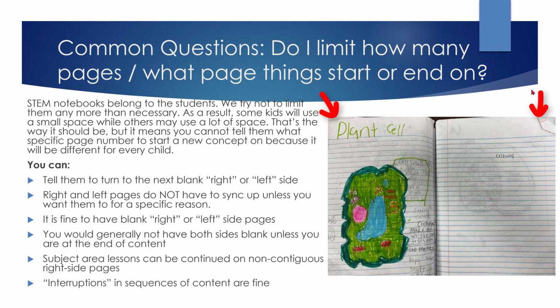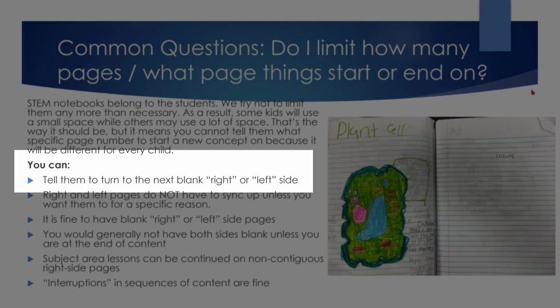And because of that, we're never really going to be able to tell them specifically what page to start new content on. It's going to be different for every child, and that's the way it should be. So here are some guidelines. You can always tell them to turn to the next blank right side page if it's teacher content you're about to give them. Or you can ask them to turn to the next blank left side page if it's student-generated content they're about to create.